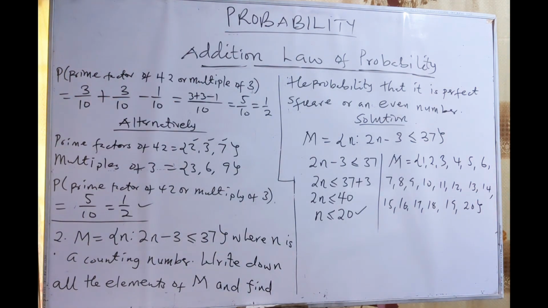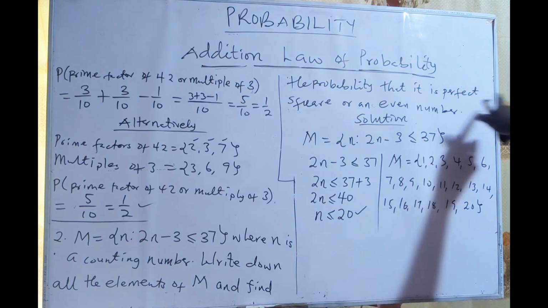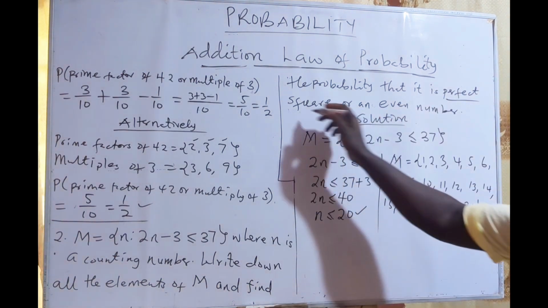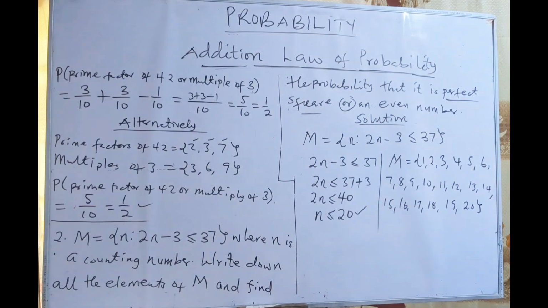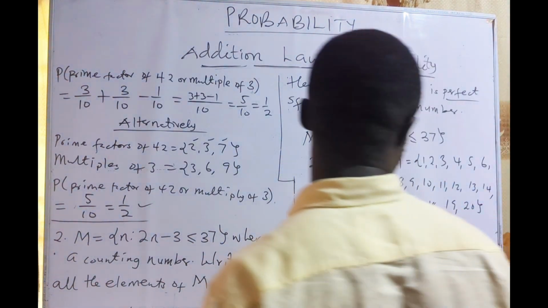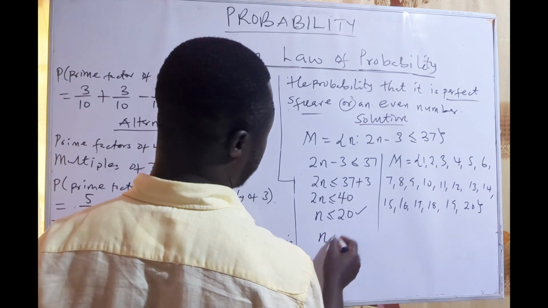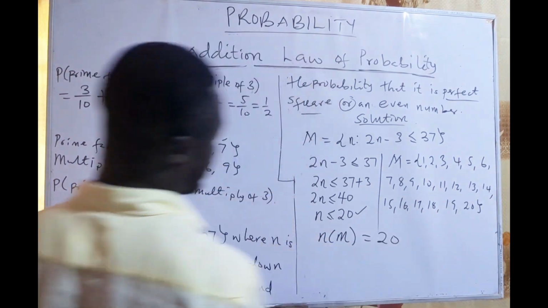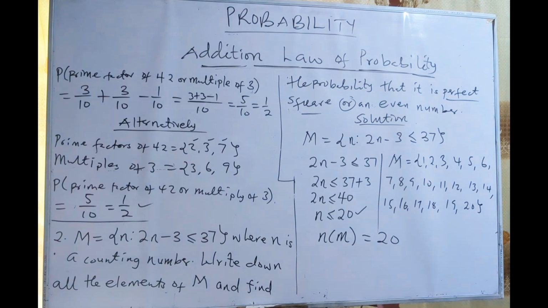Alright, so we have been able to list the elements of the set. We want to find the probability that it is a perfect square or an even number, so we are going to apply the addition law. The number of elements in the set is 20, from 1 to 20, so we have to take note that n(S) is 20.